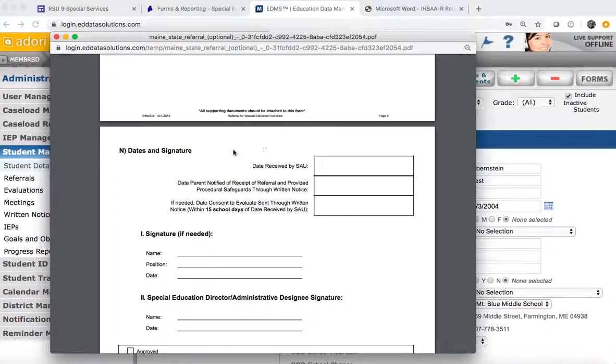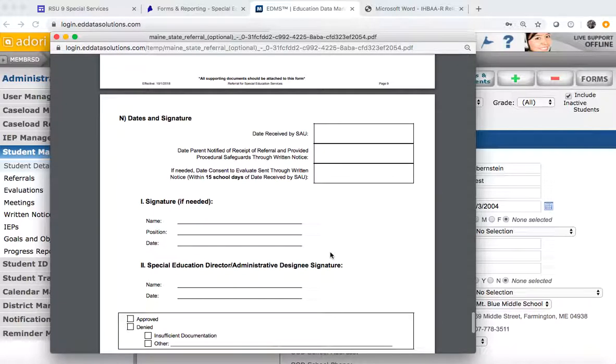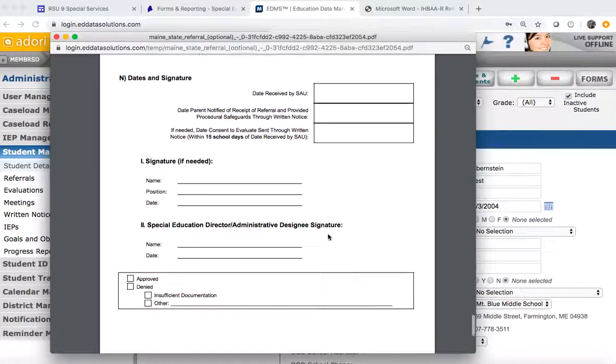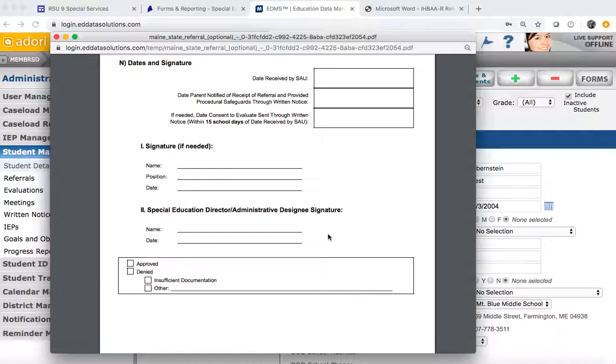Section N will be filled in at the special education office. That's the date that it's received by the district. The signature, we'd like you to sign if you receive it back before it goes to us. Please sign it, your position and date. It's not required that it gets sent back to you. It needs to go to the special education office. And when we approve the form, we will sign and date it here along with what we've decided about the referral, if it was approved, denied, and if it was denied, what the reason is.